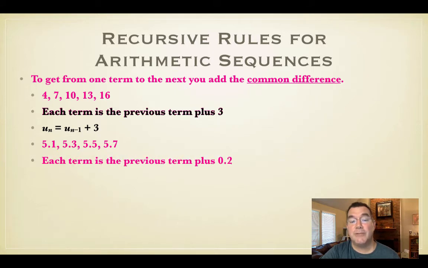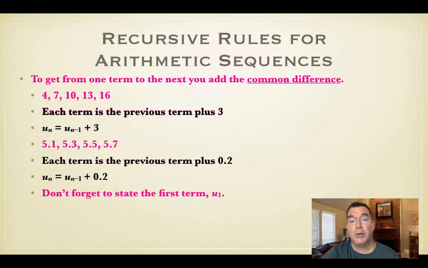So each term is the previous term plus 0.2 now. So each term, which is un, is the previous term, un minus 1, that's what I call the previous term, plus 0.2. And that's how I write that rule.